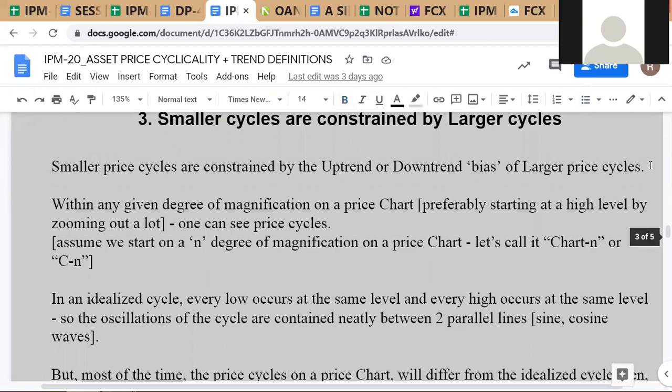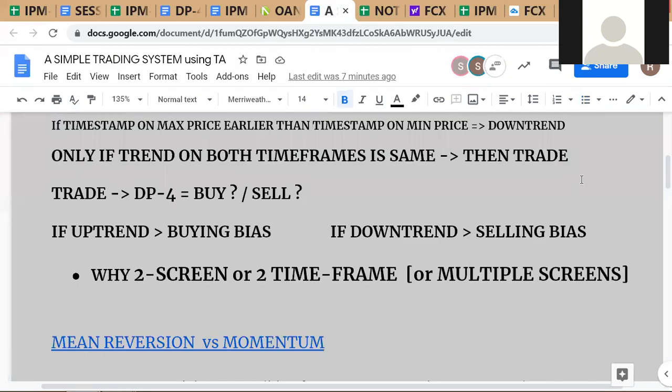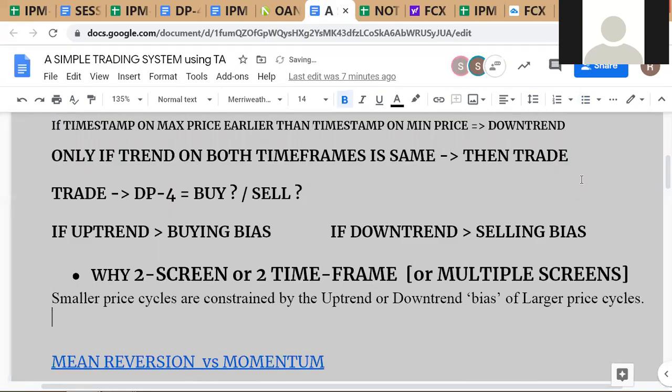You have to understand why the rules that I'm giving you use two screens at least. Why did I say that? Because of this important theoretical principle which we have discussed in the note, that smaller price cycles are constrained by the uptrend or downtrend bias of larger cycles.